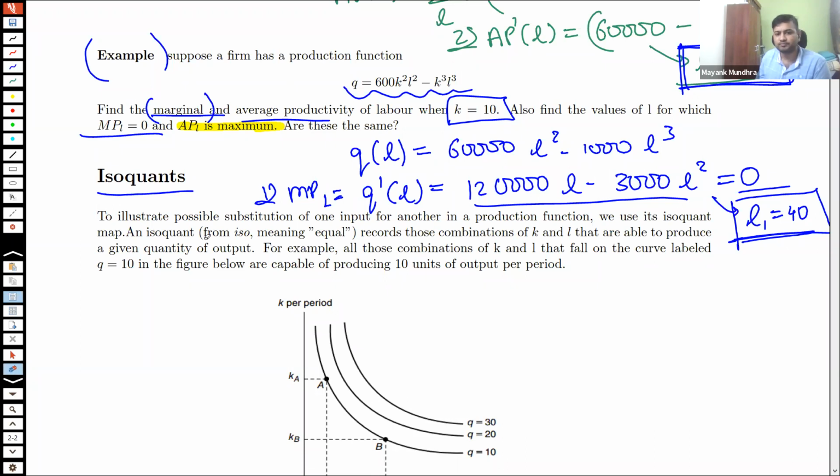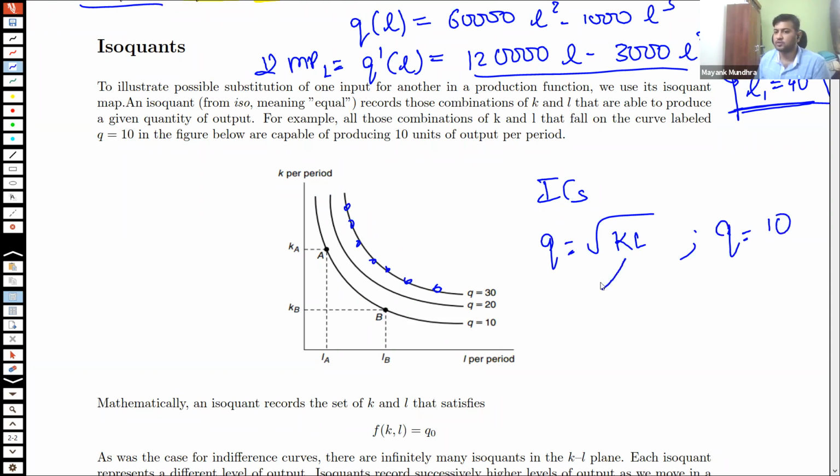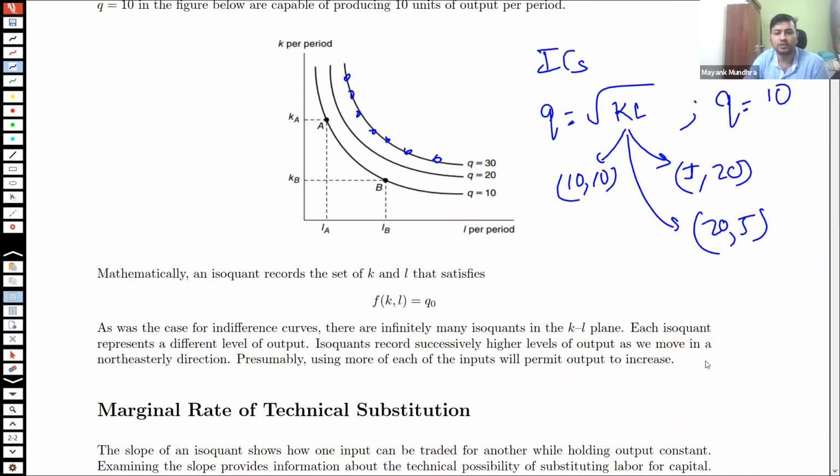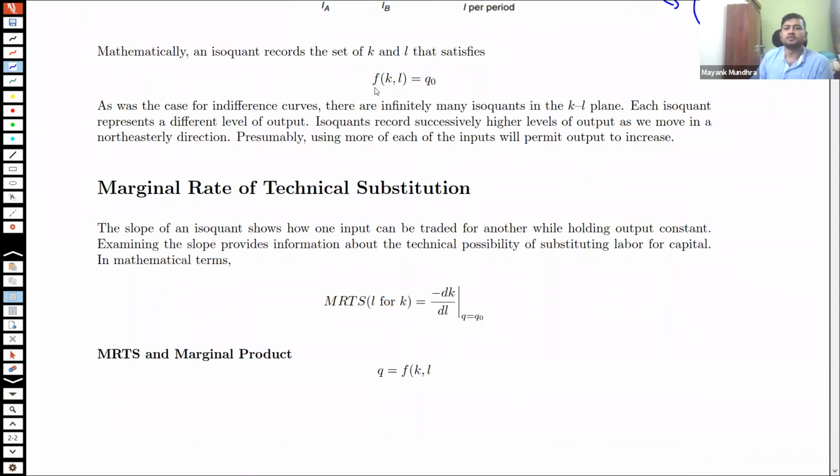Now let's look at isoquants. Isoquants are basically akin to indifference curves. These are different points of K and L at which the same amount of production can happen. For example, suppose your production function is Q equals under root KL and you want to produce a quantity of 10. You can choose K, L to be 10, 10, or you can take it to be 5, 20, or 20, 5. All these things work. So that is going to be isoquants. This is the mathematical representation of an isoquant, f of K, L equals Q.